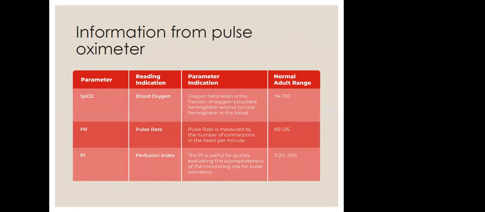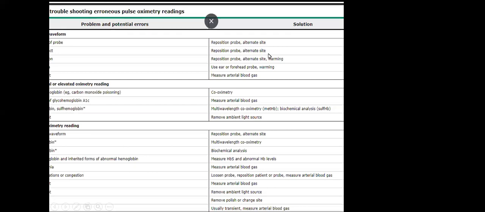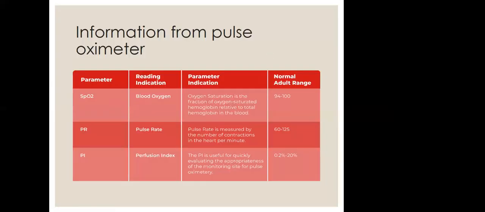And this is the information that we get from the pulse oximeter. These are saturation, that is blood oxygen, and heart rate, that is shown by the graphs, and it is also shown digitally in number form. And there is the perfusion index. The value for the perfusion index is 0.2 to 20%.